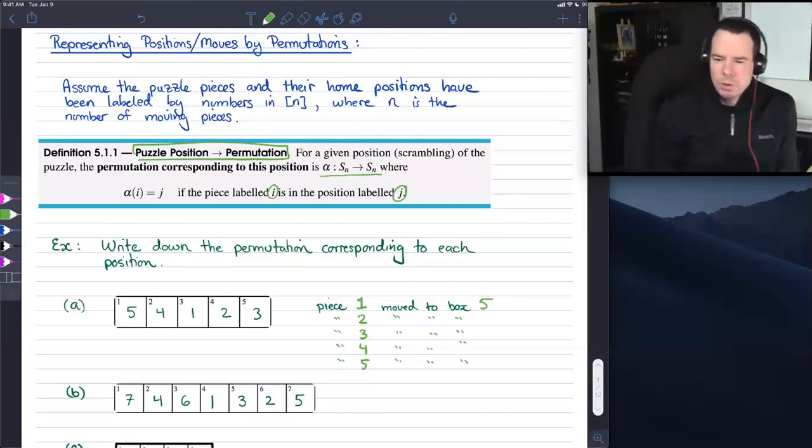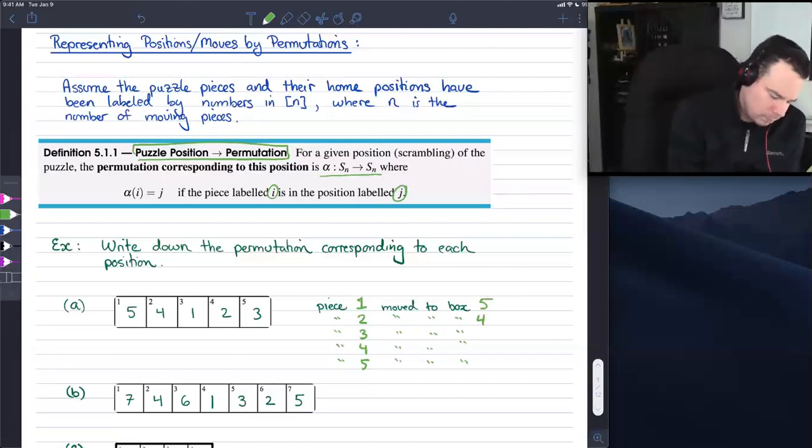So where did piece 2 get moved to? Piece 2, its home location is normally box 2. Where did piece 2 get moved to? It got moved to box 4. Piece 3 now is in box 5. Piece 4 now resides in box 2. And piece 5 now resides in box 1. So that means the permutation corresponding to the position, which we'll call alpha here, is 1 went to 5, 5 went to 1.